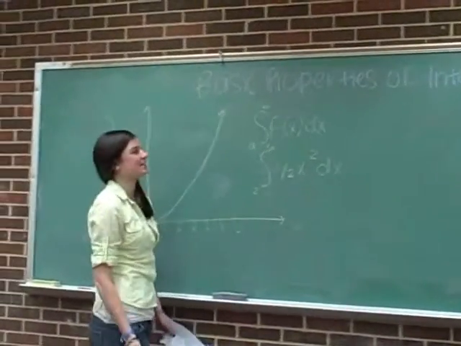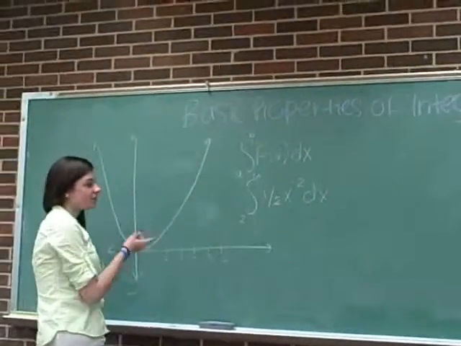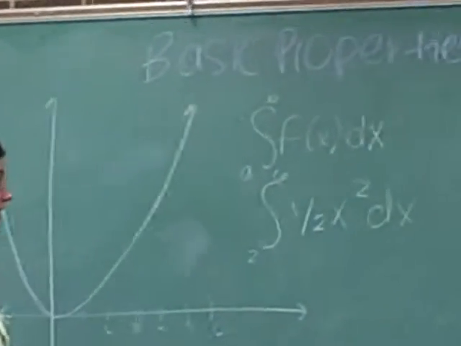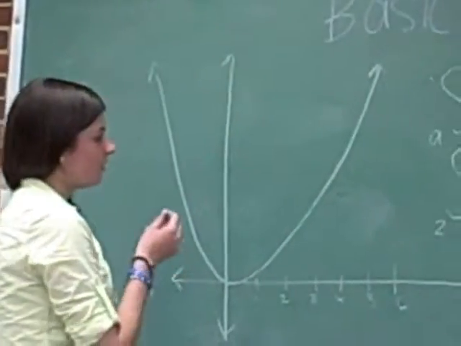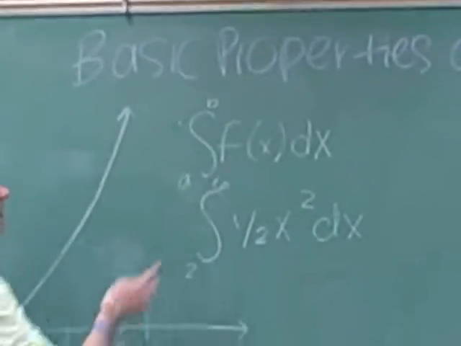Before, we taught you about Riemann sums. Now we're going to teach you the basic property of integrals. These are called definite integrals because before we were estimating the area under the curve, and now we're finding the exact area. When you take an integral, it has a few basic properties.